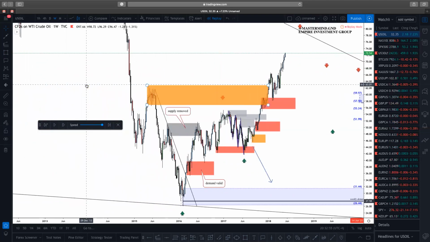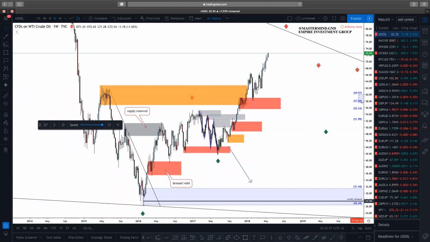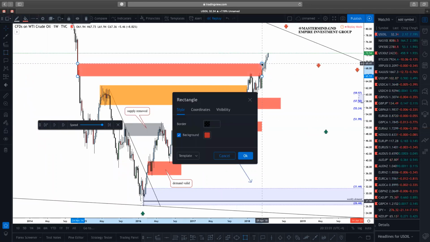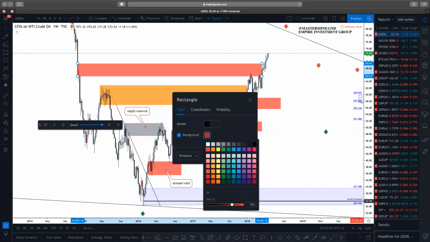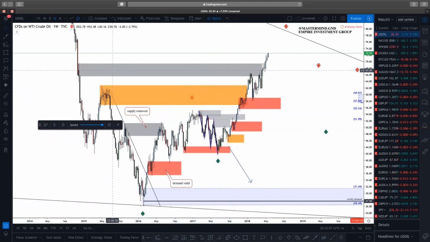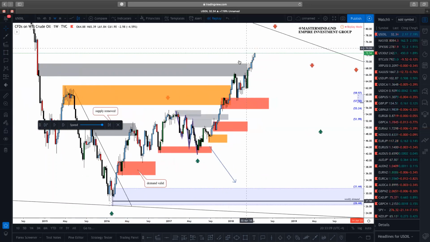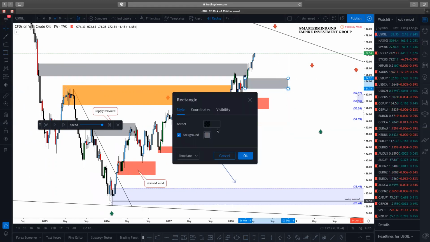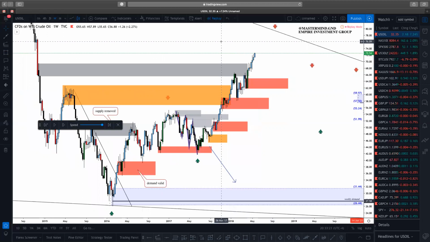All right, so we're going to go back in time, mark our zone so that we know when our zone is removed, right? This zone here was our drop base drop. So now we see that this zone was removed. Who was responsible for such an act, right? Demand.